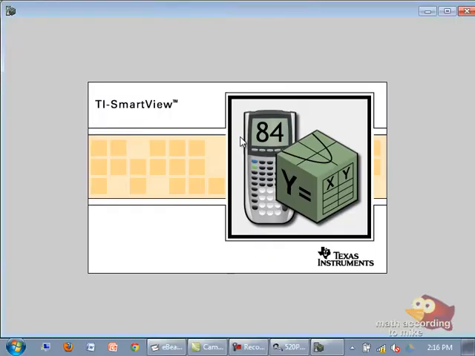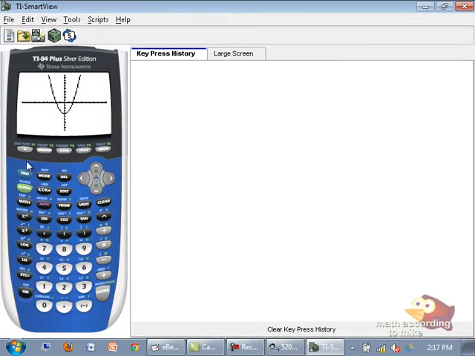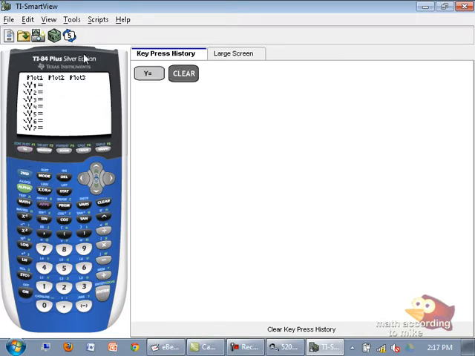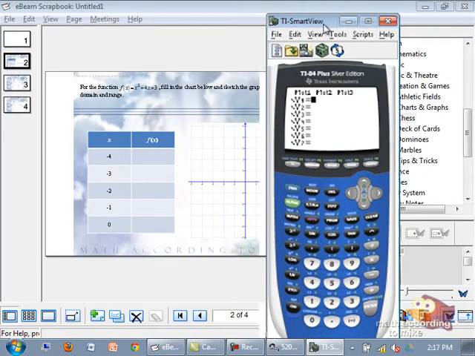Step 1, wait for the calculator to load. There we go. All right, ignore what I have there because I was working on some other stuff. So what we're first going to do is type this function into the calculator. So click on the y equals, which is the top left button on your calculator. And then we're going to type in the function itself.